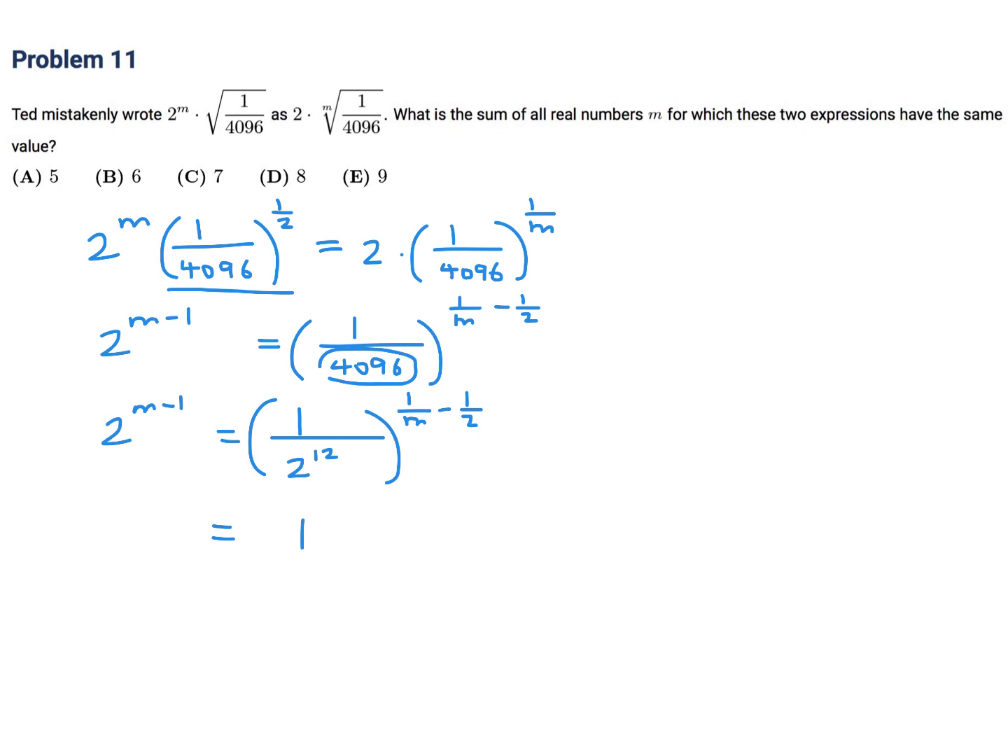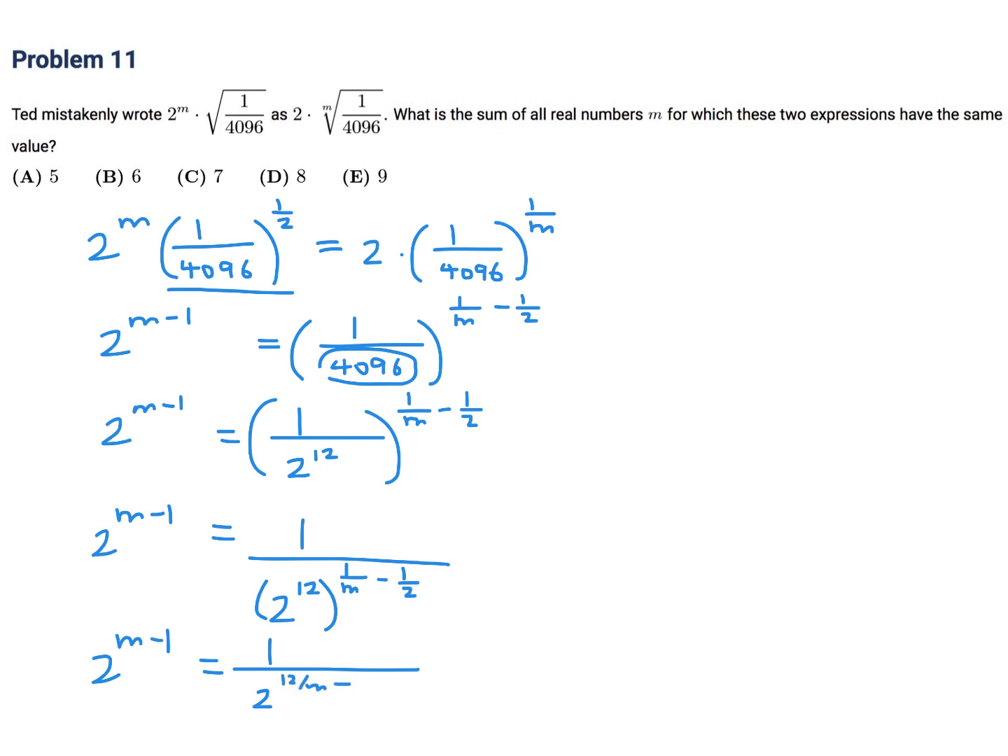So this would become 1 to the power of that, which is just 1, and then 2 to the 12th, all to the power of 1 over m minus a half. So that's 2 to the power of m minus 1. And then this obviously will become 1 over 2 to the power of 12 over m minus 6. Okay, keep on going here.